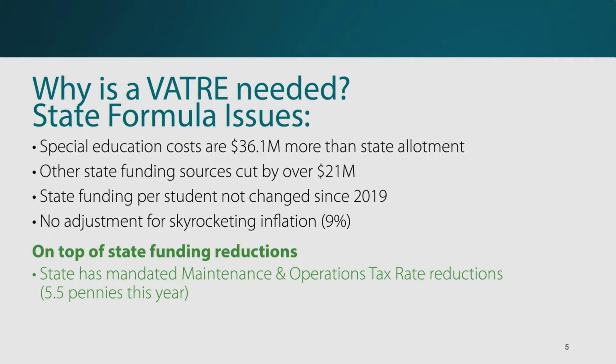And one of the other key points that is causing the need for this election is that the state is mandating that we drop the tax rate 5.5 pennies in the maintenance and operations. And that part is the critical part for you to understand, that's how we pay salaries, that's how we buy our utilities, that's how we buy all the things in the building. This is critical. And so they're forcing that drop. And then that's going to come up in a moment in a clear explanation.